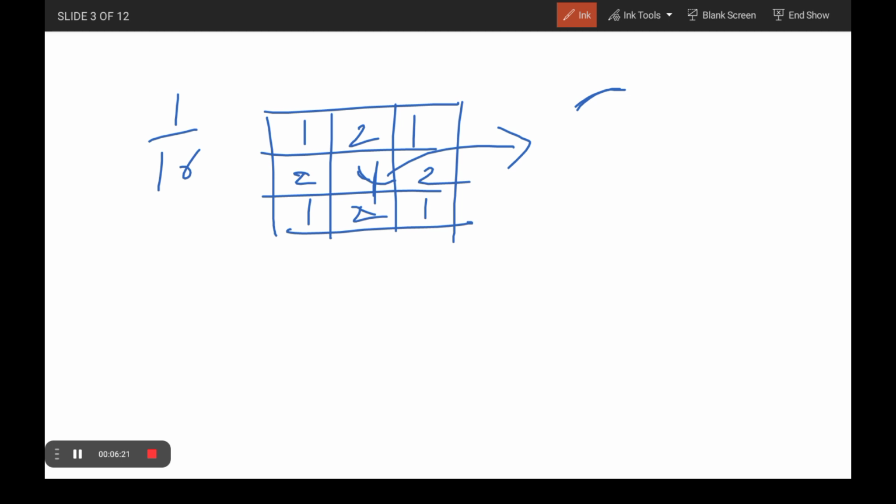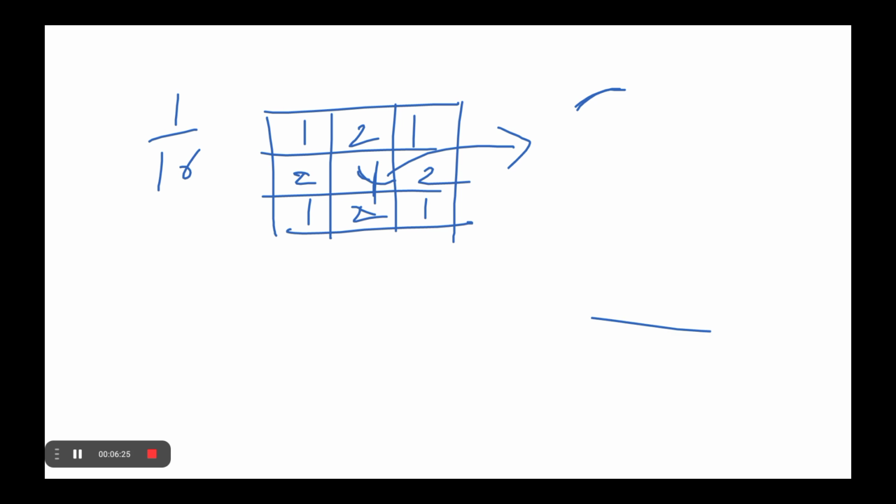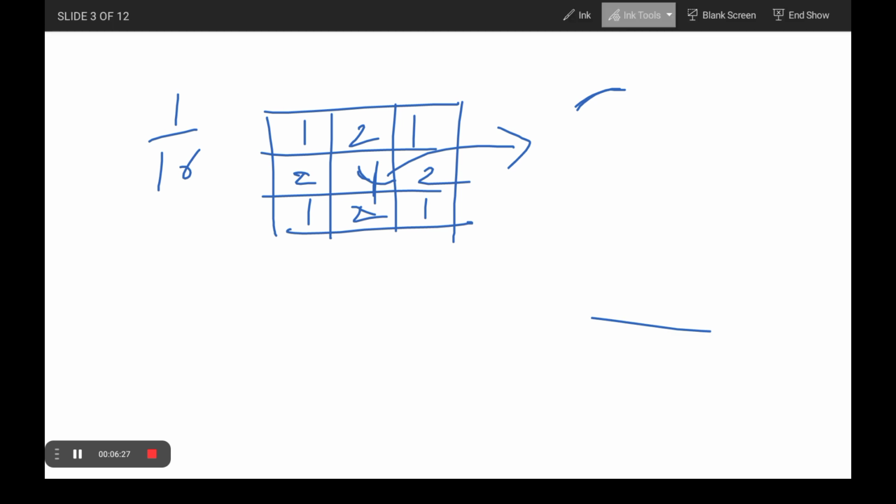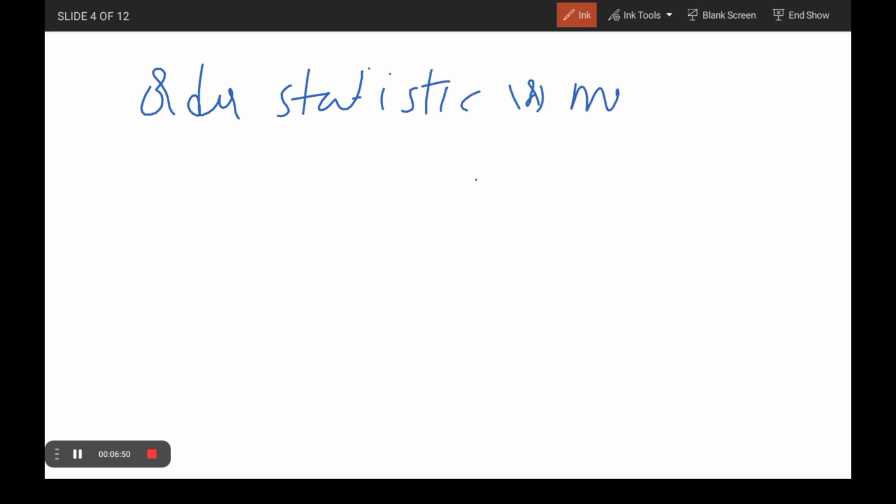One more filter is there. That filter is generally called the order statistic filter. We can also call it a median filter, and we can also call it a nonlinear filter.